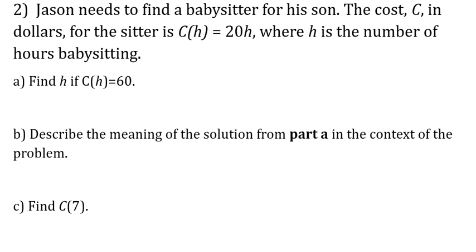Let's take a look at the next scenario. Jason needs to find a babysitter for his son. The cost C in dollars for the sitter is C of H equals 20H, where H is the number of hours babysitting. Can we do the following? Find H if C of H is equal to 60. Describe the meaning of the solution from part A in the context of the problem. And can we also find C of 7 and describe its meaning for the context of the problem? Let's give you a minute to work on those 4 things.